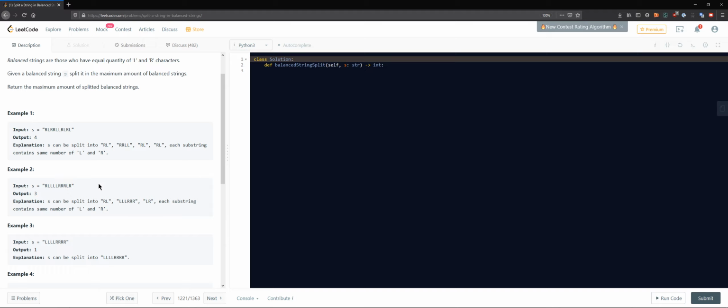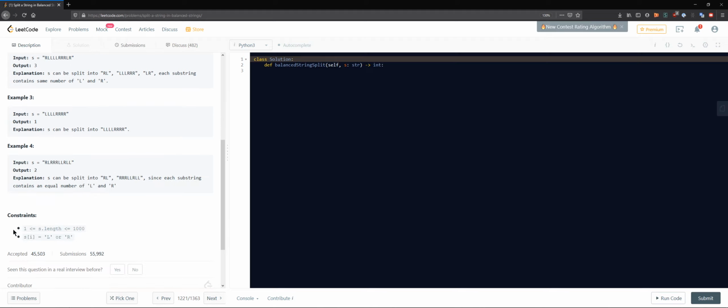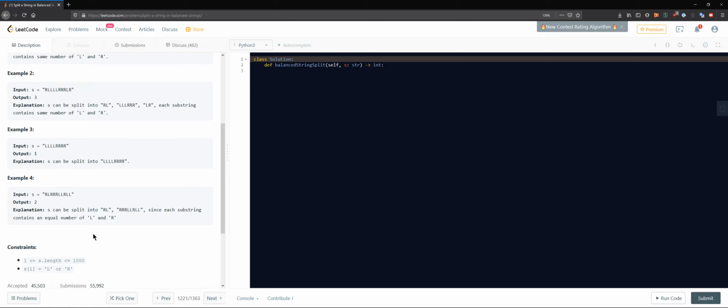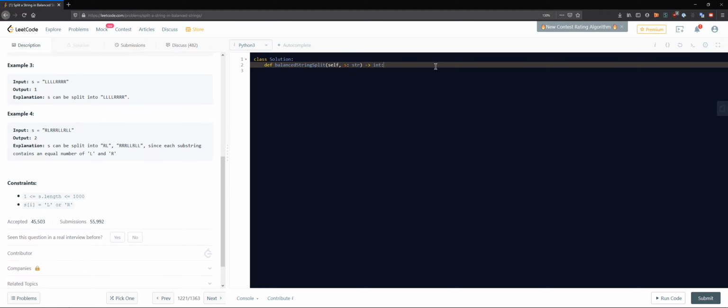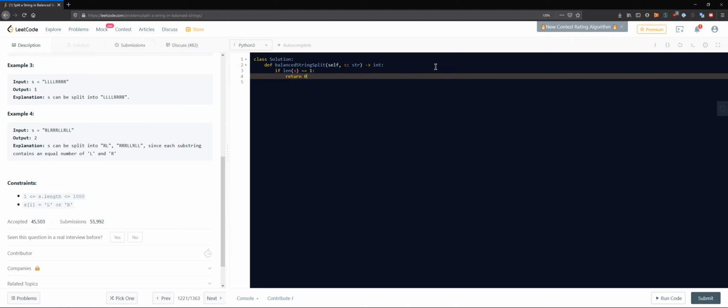Okay, it's an interesting question. Let's see some of the constraints. The length of the string could be a maximum of 1000, minimum of 1. Sometimes you can sketch up your cases if they are very, very short, right? In this case, if the length of S is 1, we will definitely return 0 because we cannot have a balanced string with only one element.